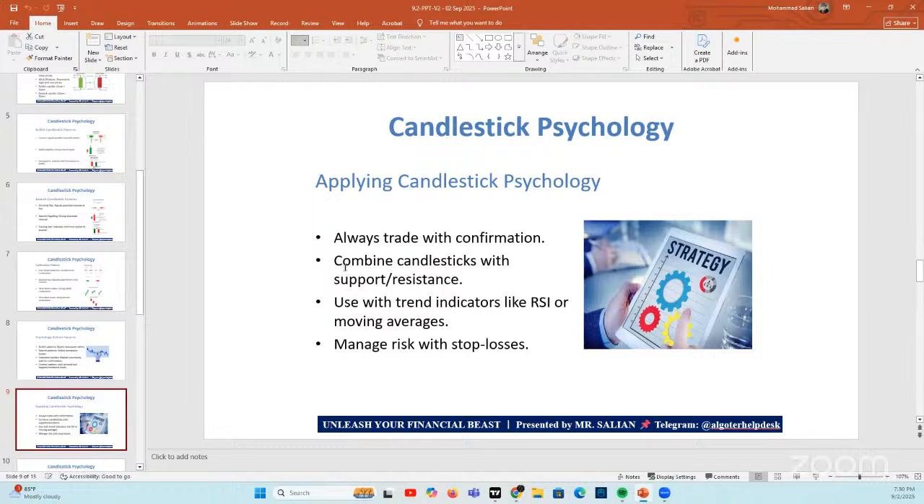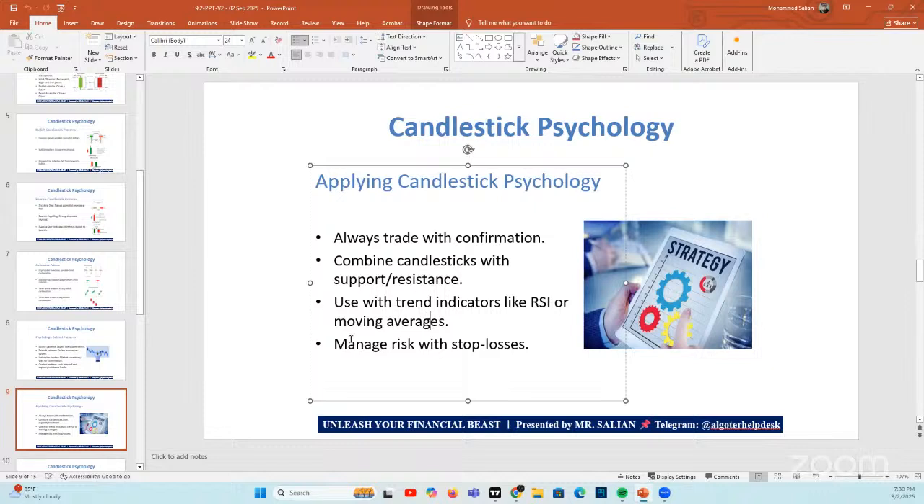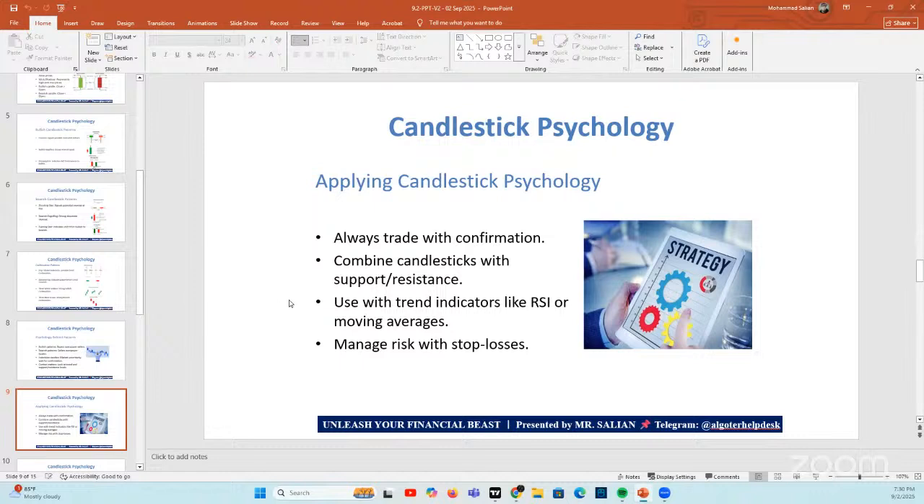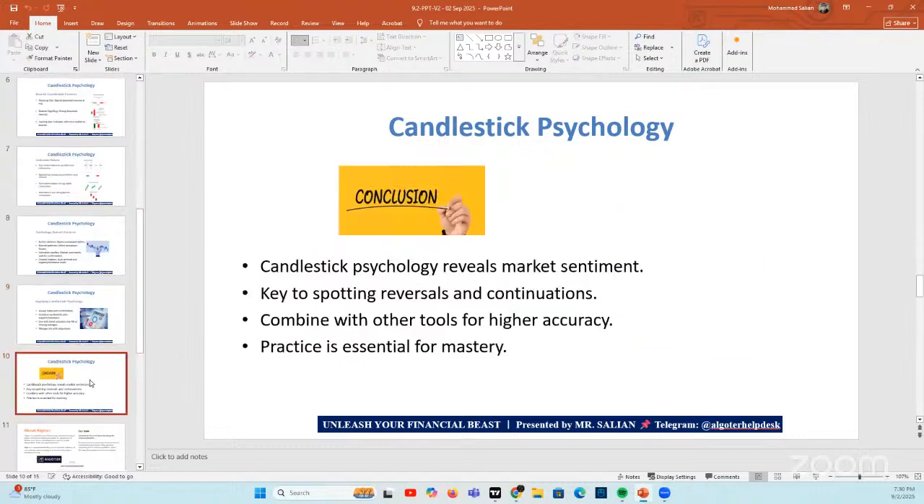Yes, you can always combine candlestick with support and resistance. Use it with trend indicators like RSI or moving averages. You could also use that. And manage the risk with stop losses, because this will enable you to stay longer in the trading game. Okay, so not to lose much of your capital.